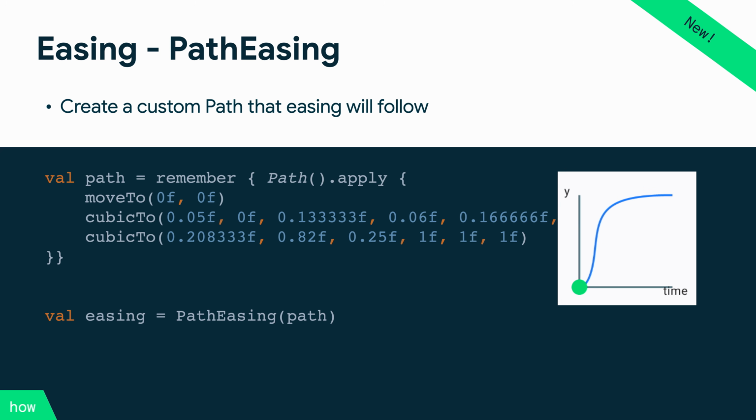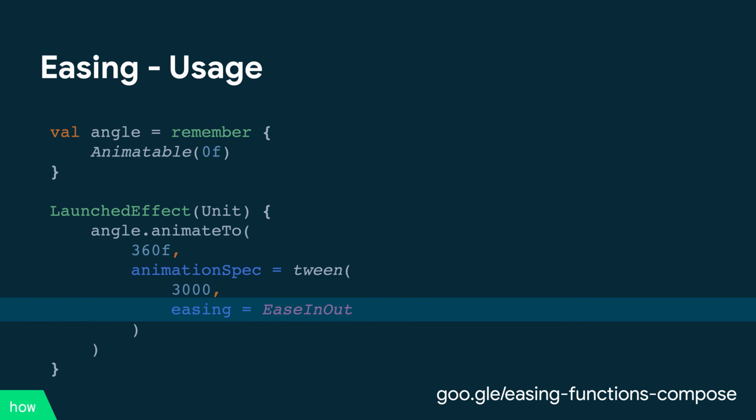A new addition to our APIs is the ability to create an easing curve from a path. We provide a path between 0 and 1, and in this example, we combine together two cubic curves to form a path that the animation will follow. We can then use these easing curves by specifying the easing parameter on a tween spec.